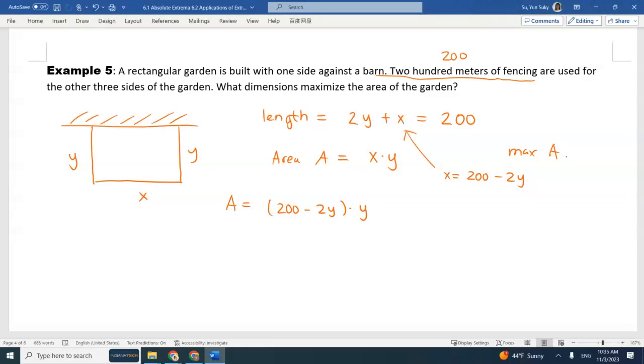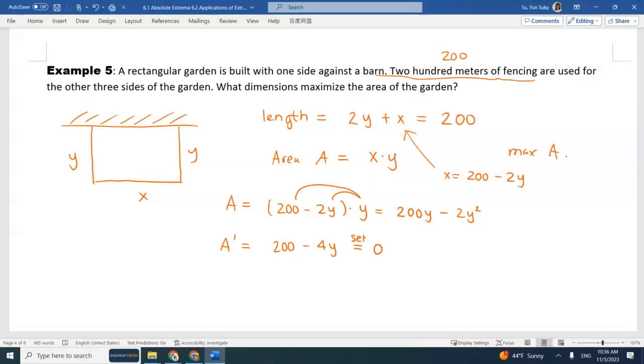Do you like product rule or power rule? If you take the derivative here, you need to do product rule. If you distribute, then you only need to do power rule. Which one is easier for you? Power rule, yes. So we distribute. We get 200y minus what? 2y squared. Oh, yes. Okay, what is the derivative? So 200 minus 4y. Yeah, see?